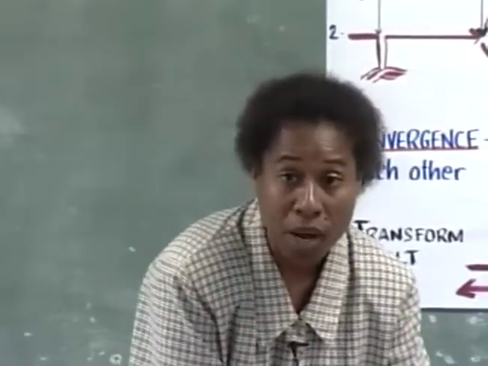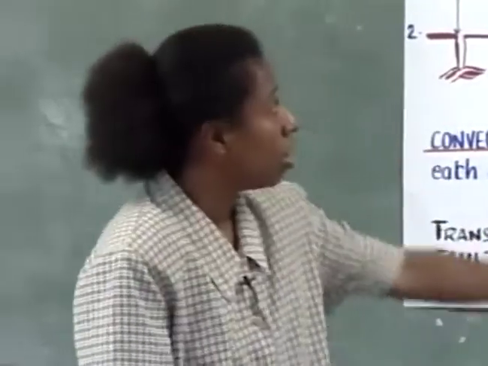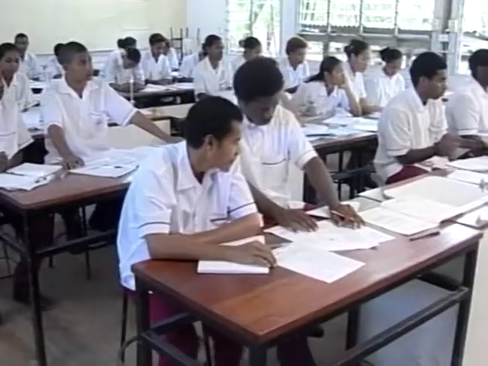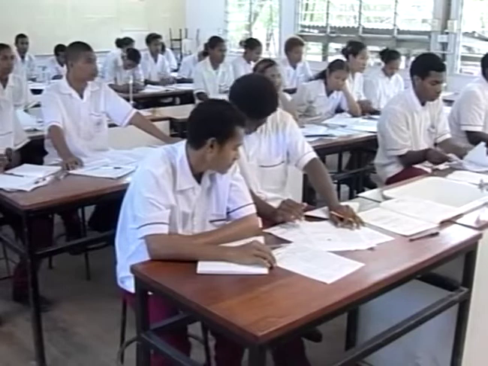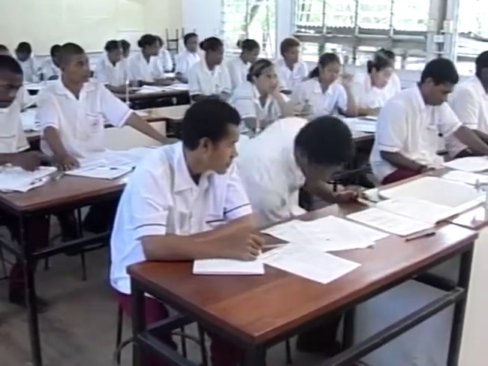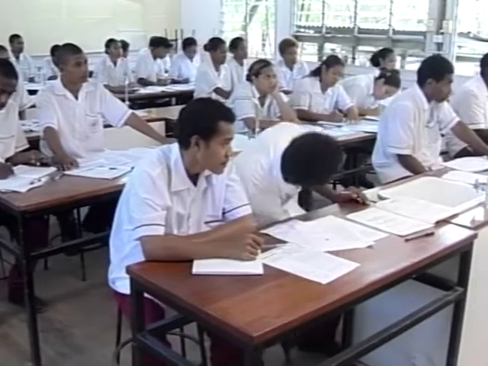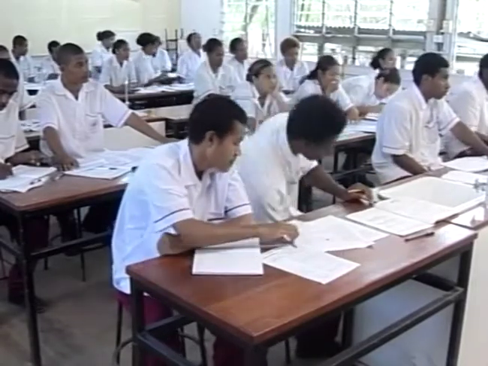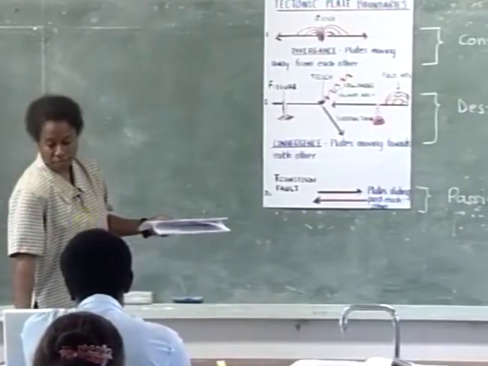Okay, to sum up now, or to finish off what we have looked at on plate boundaries, we learned today that there are three types of plate boundaries, and they are the constructive plate boundaries, the destructive plate boundaries, and the passive or conservative plate boundaries.